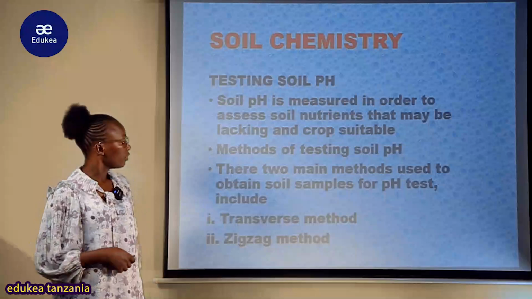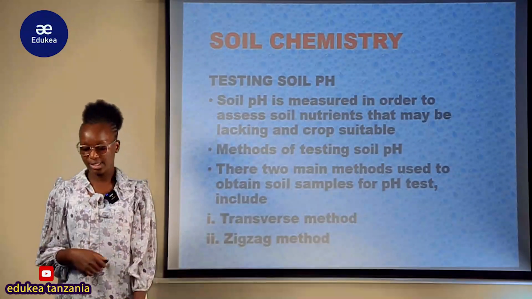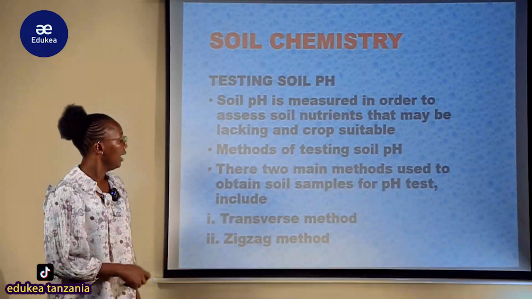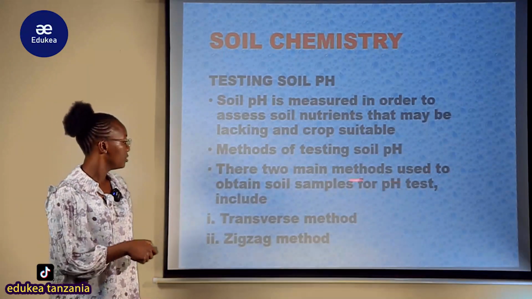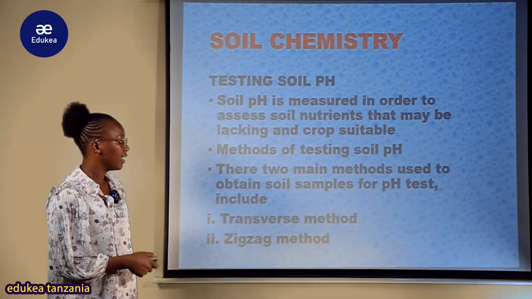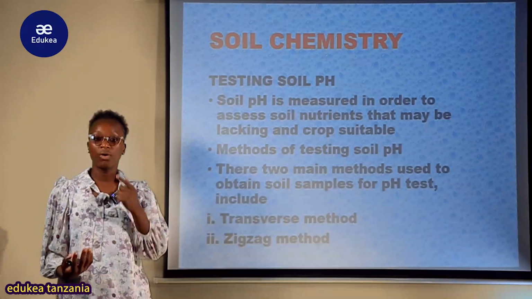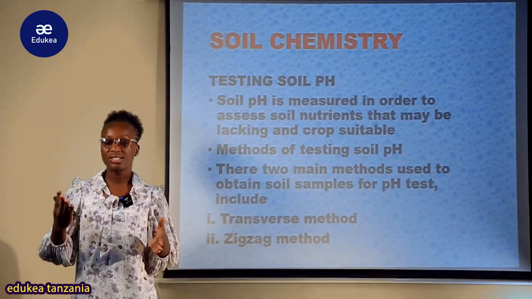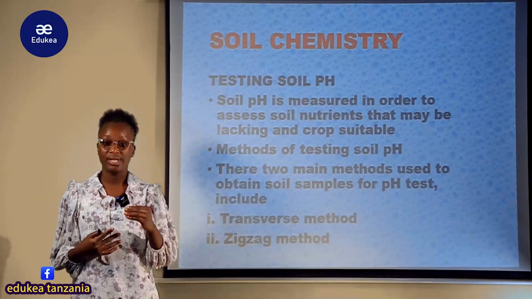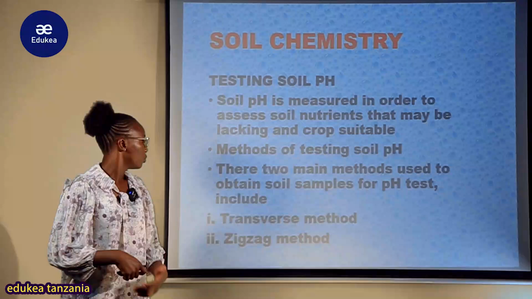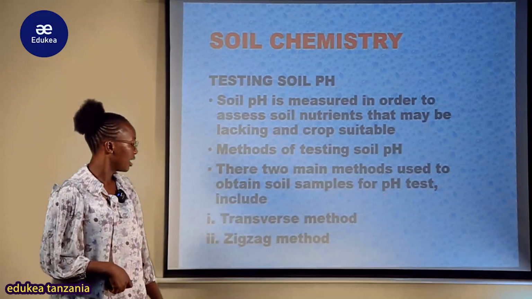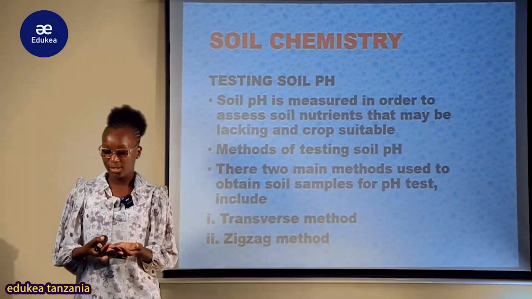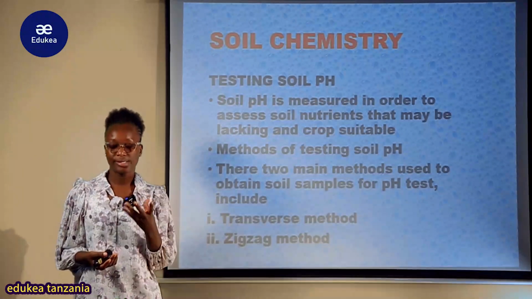So there are methods of testing this soil pH. Now, the first, anasema kwamba there are two main methods used to obtain soil samples for pH test. Kwamba tunaweza kujua kwamba huu udongo soil pH yake ni vipi. Tunaweza kutumia hizi methods za kutesting ile soil pH. For instance, tuna transverse method, lakini tuna zigzag method. So we are able to test the soil pH kwa kutumia the soil sample.